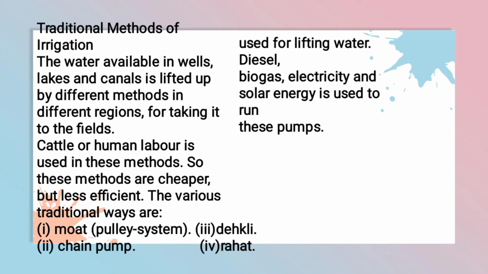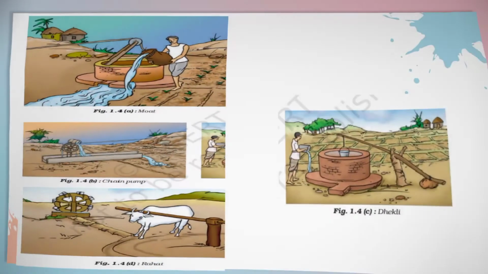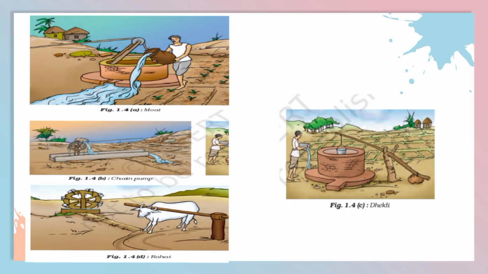First is the moat, second is chain pump, third is Zekli and fourth is Rahat. So I will show you the images so that you can get an idea of that. In the moat, there is a pulley above the well, through which the man is drawing the water and pouring it into the field.